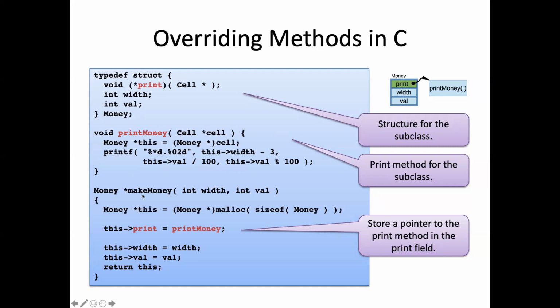And now the money constructor has to allocate space for money, fill in the width and value field, just like we were doing before, but it also needs to fill in the print function. But unlike the superclass, instances of money, their print function will point somewhere else.